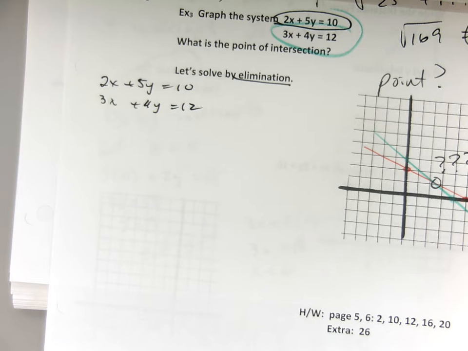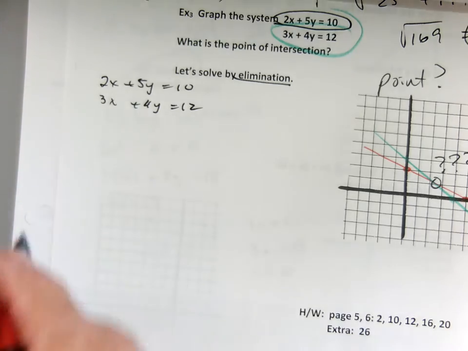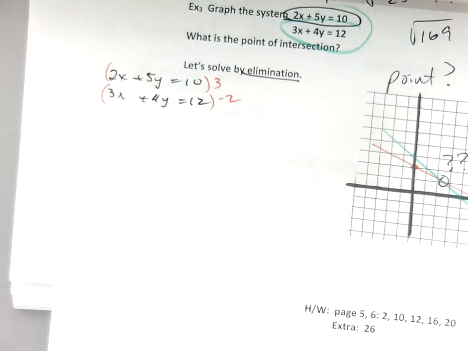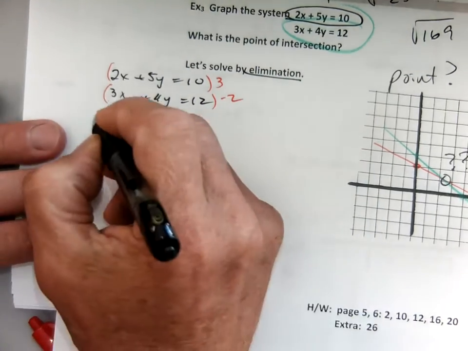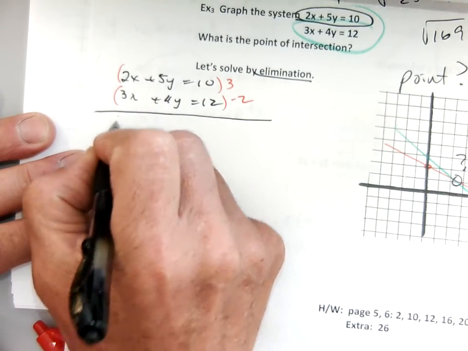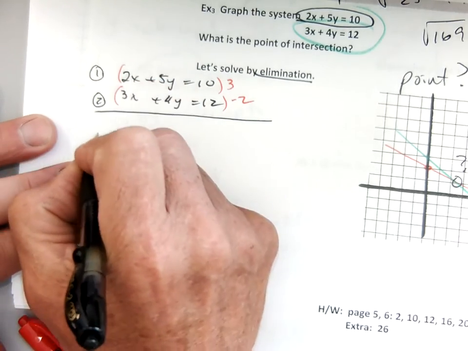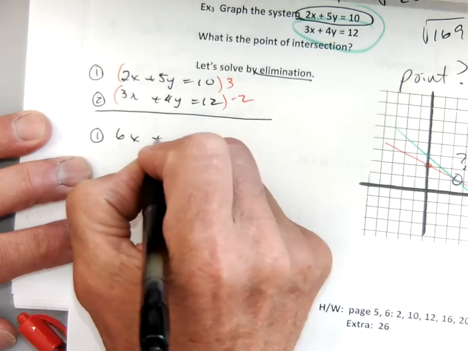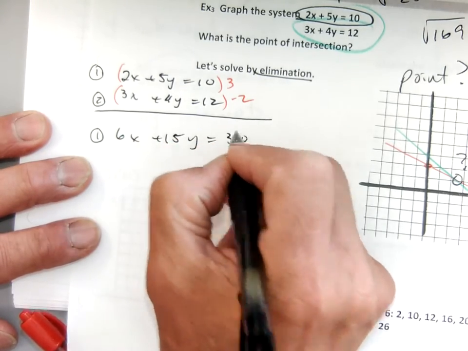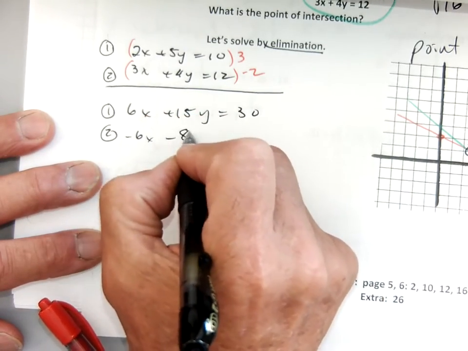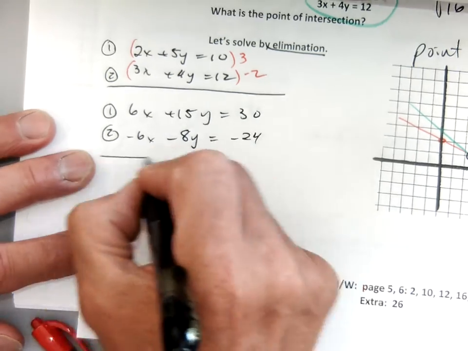So let's eliminate the x's, okay? I'm going to go ahead and multiply this one by 3 and this one by -2 because I know that will make them opposites and they'll eliminate, okay? So let me rewrite my equations. Equation 1 now becomes 6x plus 15y equals 30. And equation 2 now becomes -6x minus 8y equals -24, okay?